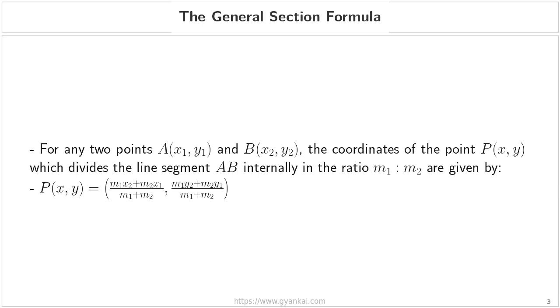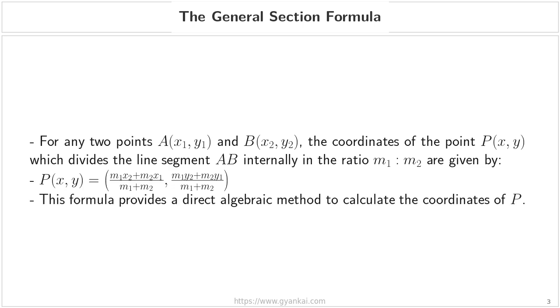For the x-coordinate, we take m sub 1 times x sub 2 plus m sub 2 times x sub 1, all over the sum of m sub 1 and m sub 2. For the y-coordinate, we follow the same pattern. m sub 1 times y sub 2 plus m sub 2 times y sub 1, all divided by the sum of m sub 1 and m sub 2.